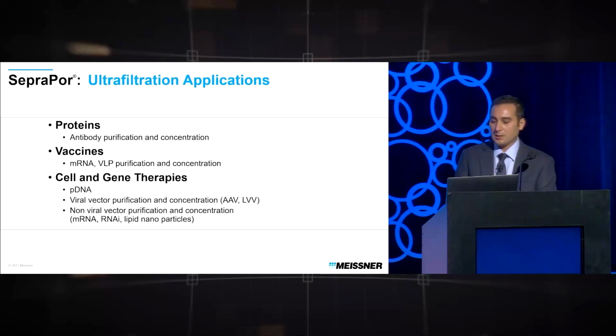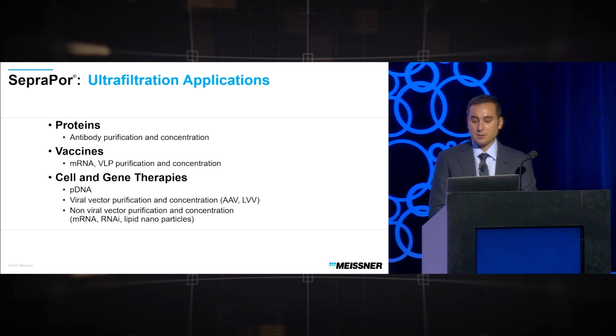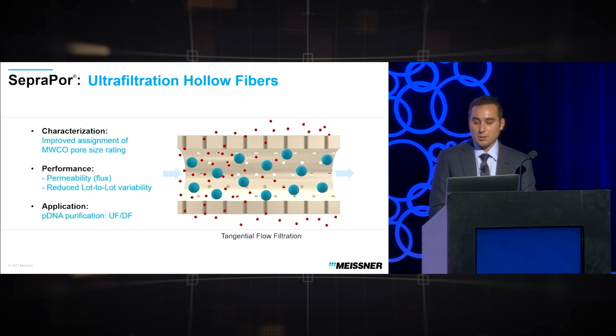Today, I'd like to present an improved method of characterizing ultrafiltration membranes, specifically in regards to our hollow fiber product line, Seprapor. So ultrafiltration is typically used in downstream processing, such as antibody purification, and continues to be an important element in many recent fields, such as mRNA and VLPs. Ultrafiltration also remains a critical purification tool in emerging cell gene therapies involving viral vectors and lipid-based vectors.